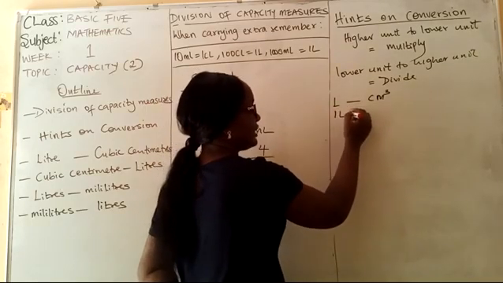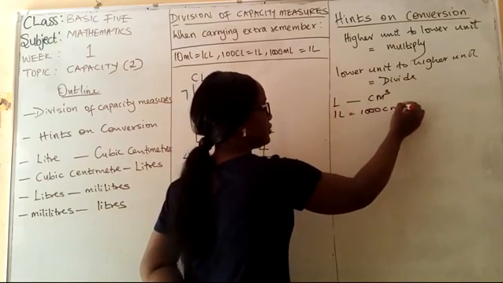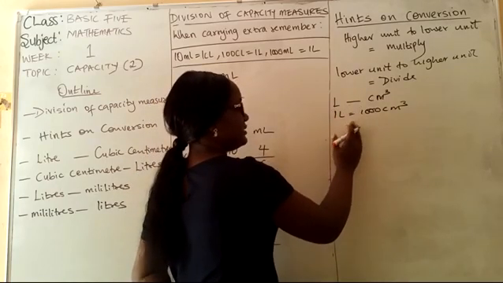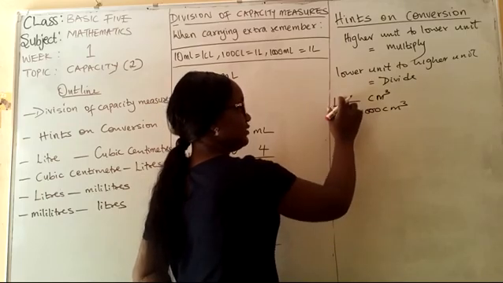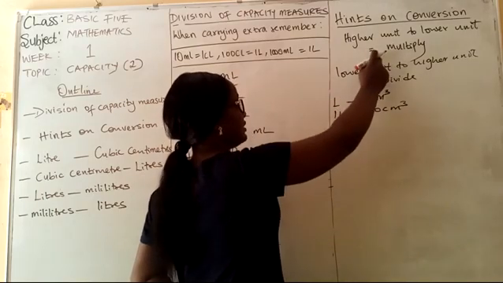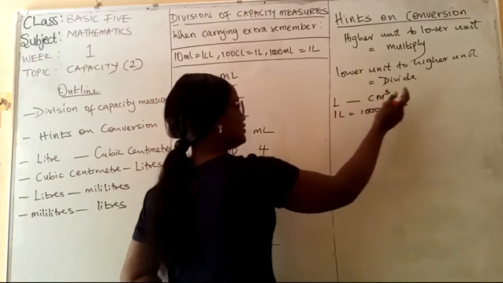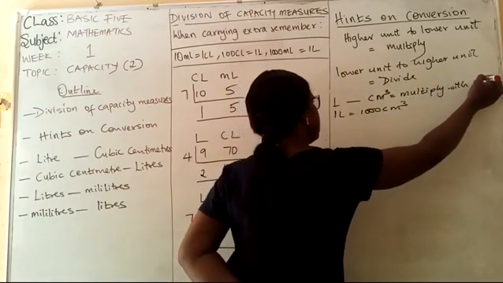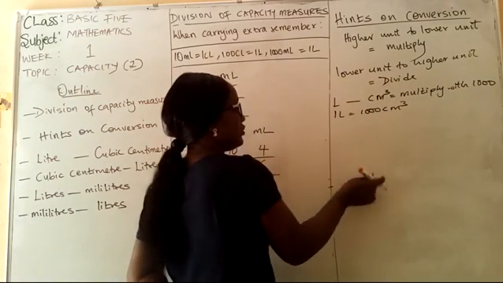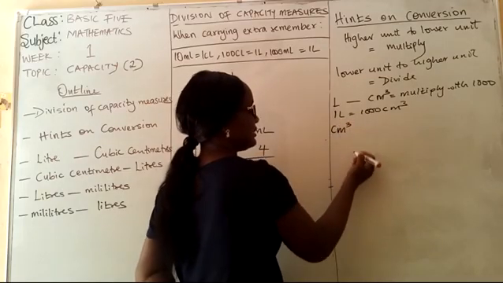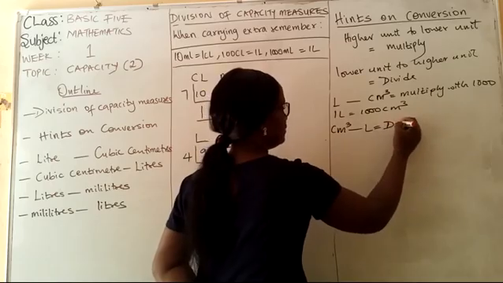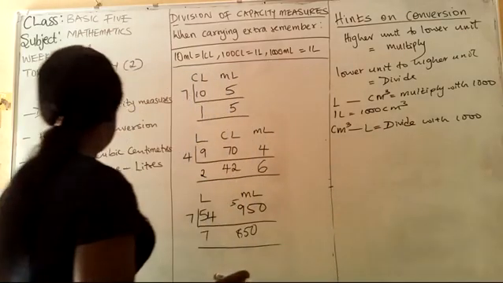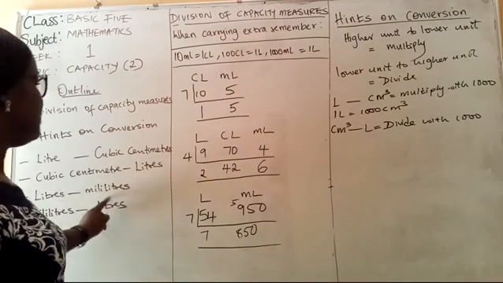And you know that 1 liter is equivalent to 1000 cubic centimeter. So having this in mind, and we said this is a higher unit, this is a lower unit, remember we said we multiply, right? So while converting from liter to this, you multiply with 1000. Okay? So while converting from cubic centimeter to liter, you divide with 1000. Okay? So we have another one here, liter to milliliter.